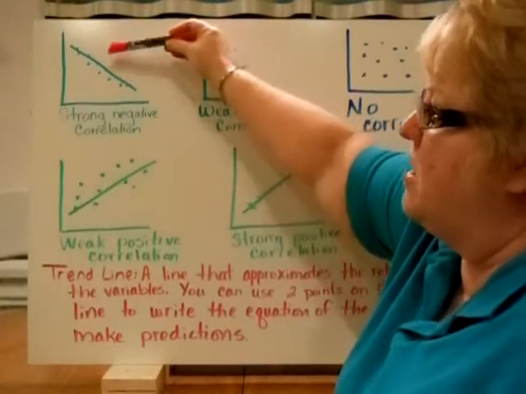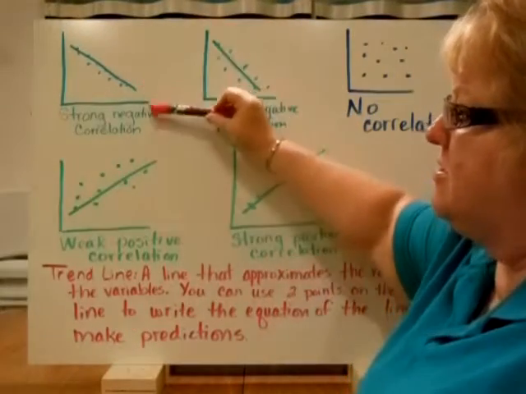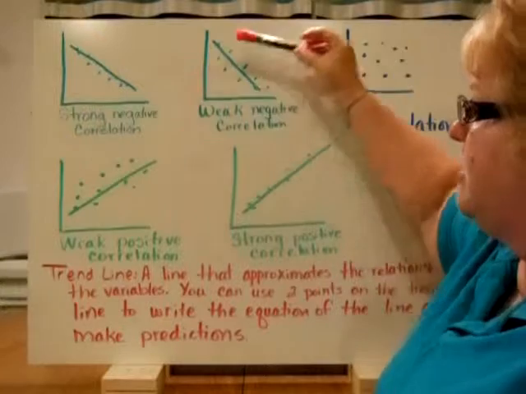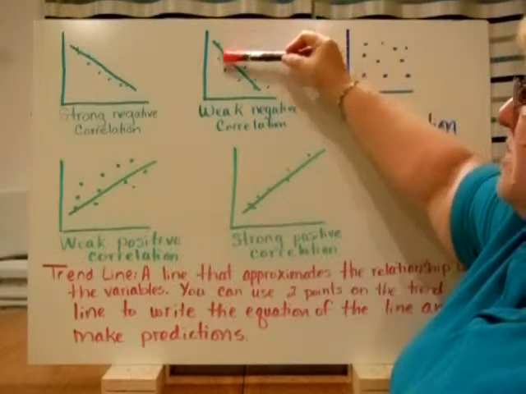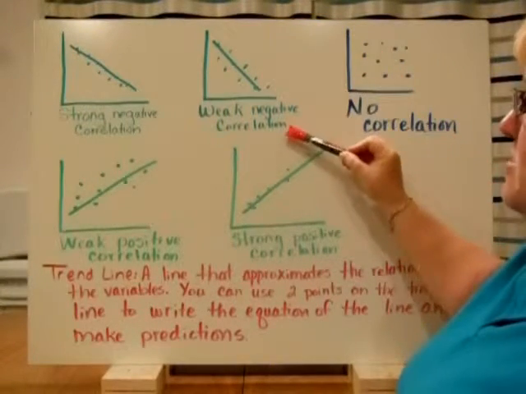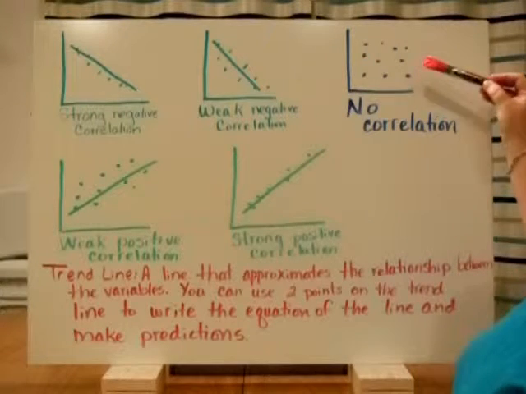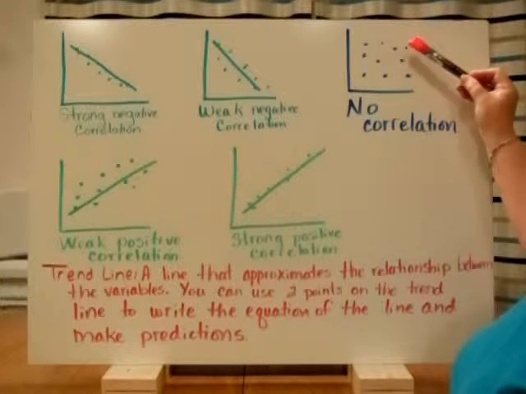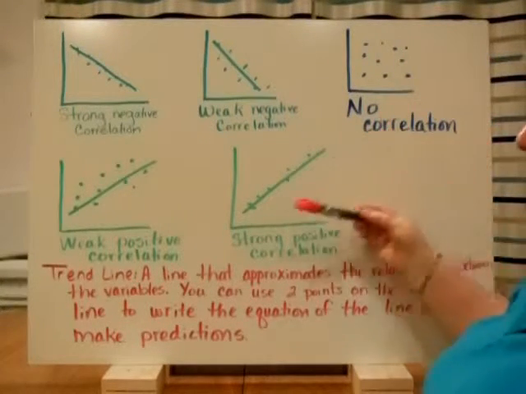This has a negative slope. All of these points are close to the line, so this is a strong negative correlation. The slope is negative, but the points are farther away from the line, so this is a weak negative correlation. And in this graph, the points are all over the place and it's no correlation.